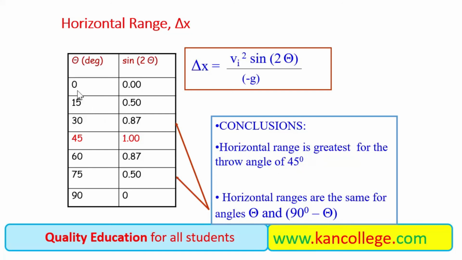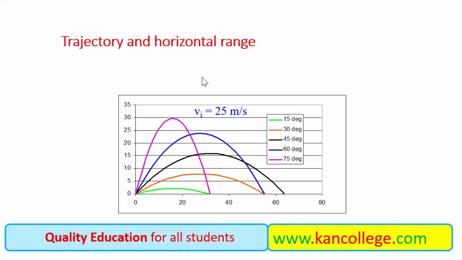So if theta is varied from 0 to 90, then by putting the value of theta equal to 45, we can get the maximum range. Graphically, we can show that by increasing the angle, the horizontal range increases.